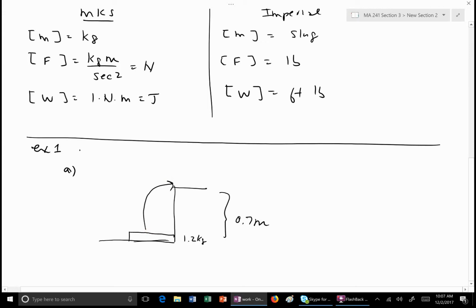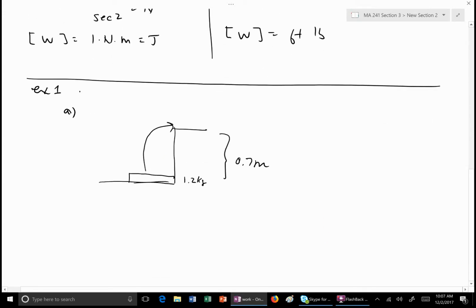And we want to know what's the work required. All right. So let's go ahead and use our formula, right? So the work is equal to force times distance. I have to be careful. Is the force constant here? The force acting on the book?